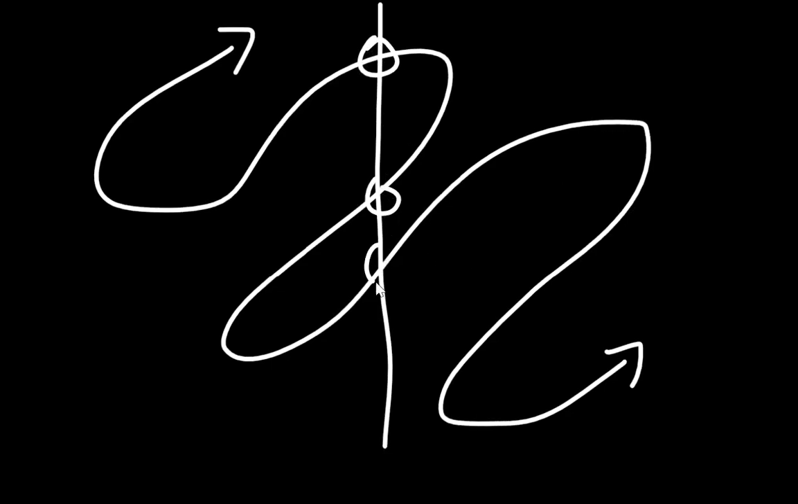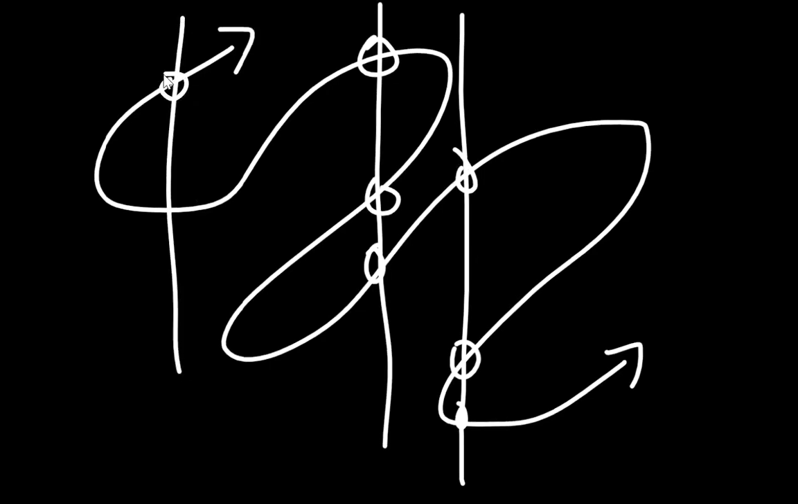Okay, this one. This is a function. If you answered no, it is not, you'd be correct. If you put a line through here, it'll touch in 3 spots. If we put it here, it'll touch in 3 spots. If we do it here, it'll touch in 2 spots. And that's not a function.